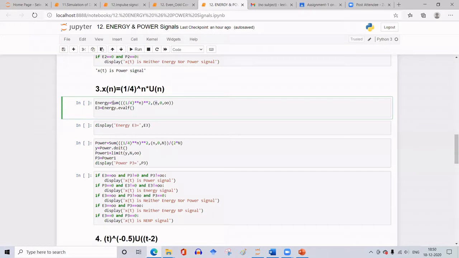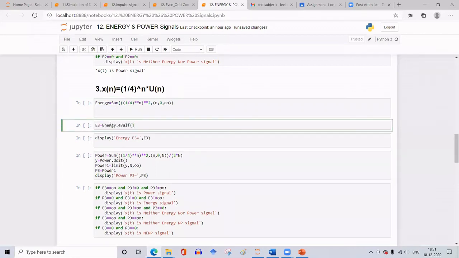Sigma is written as Sum in SymPy with a capital S. So sum of 1/4 to the power of n is the given problem, raised to the power of 2, and the variable is n, and take the summation between 0 to infinity to account for this u of n. That gives you the energy. Now I'll also type this. Let me type that to show you. I'll take this to the next cell.